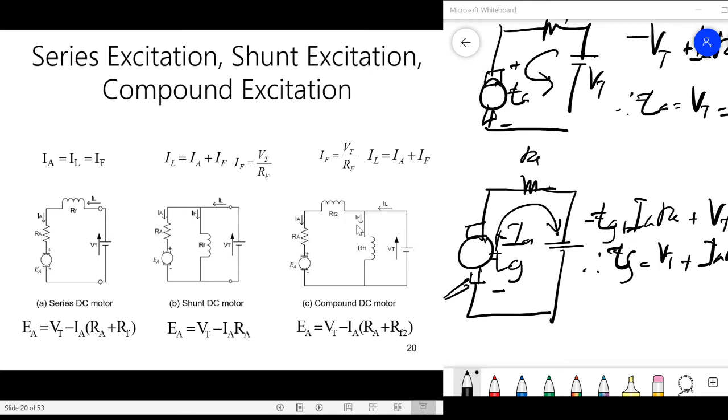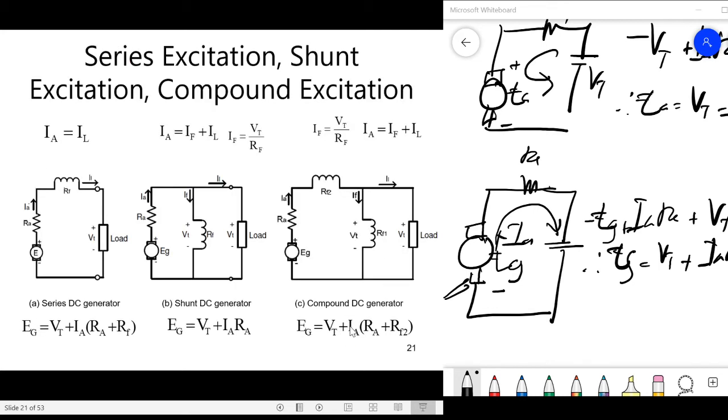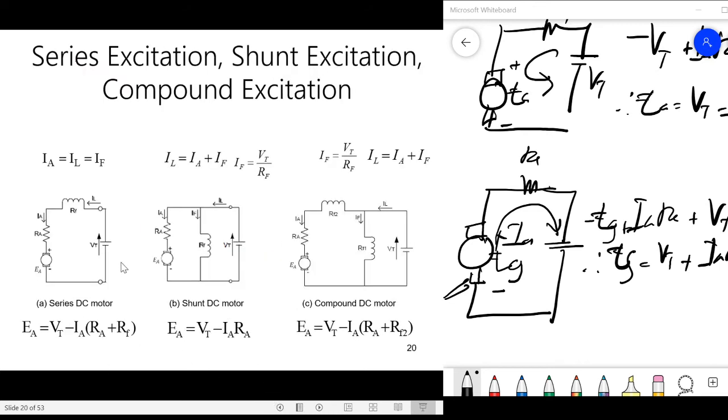Okay. So look at compound, combination. Nampak ni? You ada RA, RF2 and RF1. EA is equals to VT minus IA times RA plus RF2. Ni, sebab point ni ke sini VT. Right? That is motor. Look at generator. Convert from mechanical to electrical. Okay. IA is equals to IL. EG tadi minus kan? Tadi EA, VT minus. Ni jadi plus. Sebab KVL, you punya Kirchhoff voltage law you adalah ikut jam. Tadi lawan jam untuk motor.